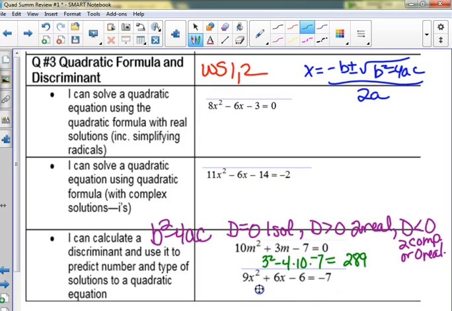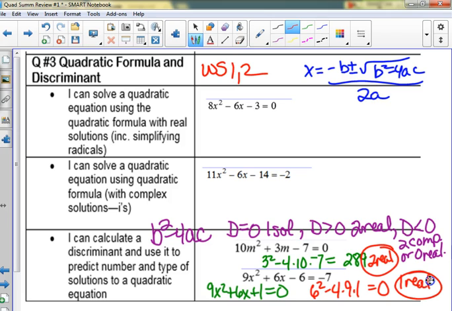Okay. Down here, trying to trick us. It's got to equal 0 before we can do discriminant, right? 9x squared plus 6x. If we add 7 over here, I get positive 1. Did I do that right? Okay, b squared minus 4ac. I'm getting 0. So that means there's one real solution. One was two real, one real. Any questions about the discriminant part?